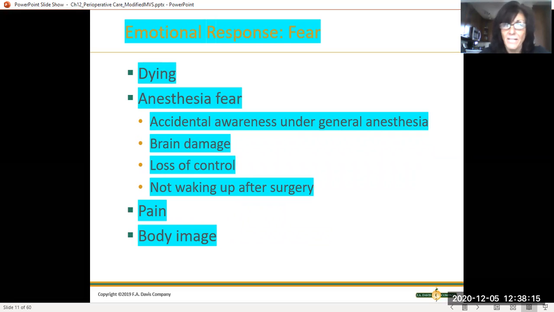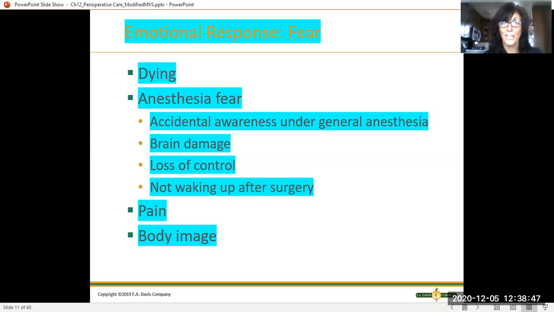The emotional responses. I mean, people become afraid. Fear is a normal human emotion. We all are fearful at some point. What are they afraid of? Well, there's fear of dying. People are afraid of anesthesia for various reasons. They may have seen a movie or heard something that someone told them about somebody else that something happened to. Like they're going to be under anesthesia and then suddenly they're going to be awake, but they can't move, but they can feel everything and see everything.